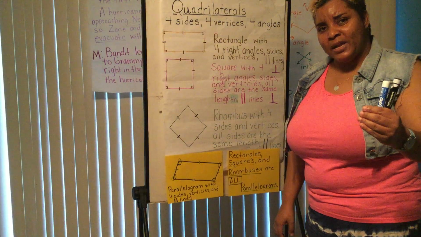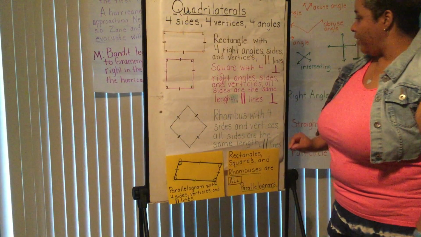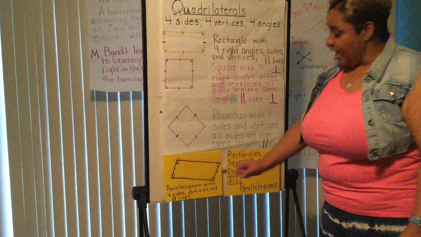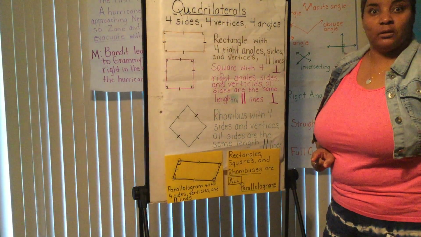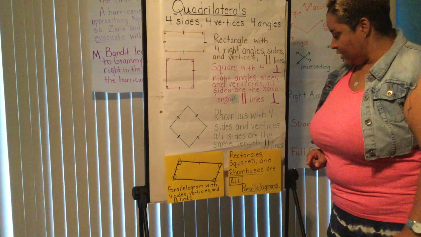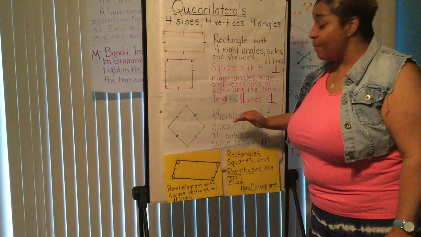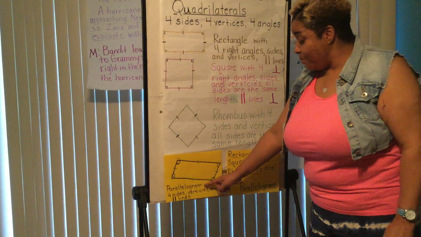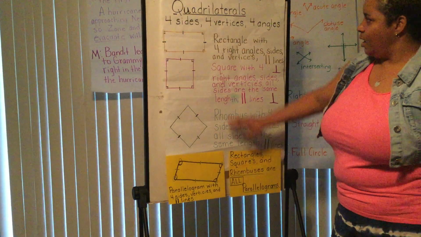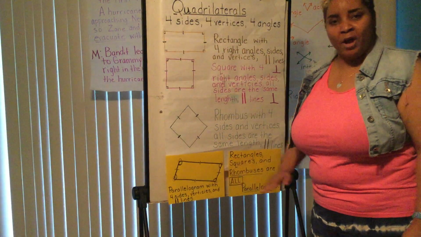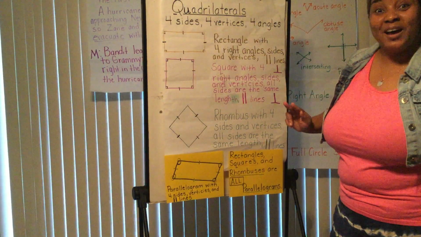But I want to go into this right now. A rectangle, a square, and a rhombus, and a parallelogram, we proved, are all quadrilaterals. Let me tell you a secret. A rectangle, a square, and a rhombus are also parallelograms. Make that note. Rectangles, squares, rhombuses are all parallelograms. Parallelograms, rhombuses, squares, and rectangles are all quadrilaterals.